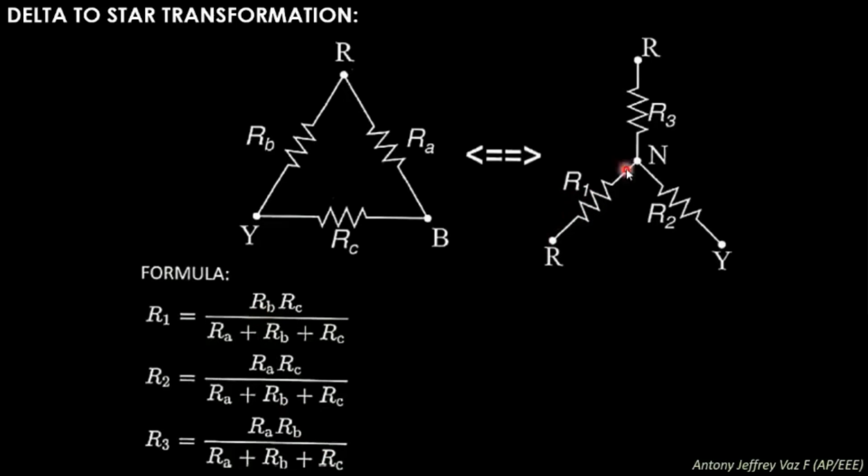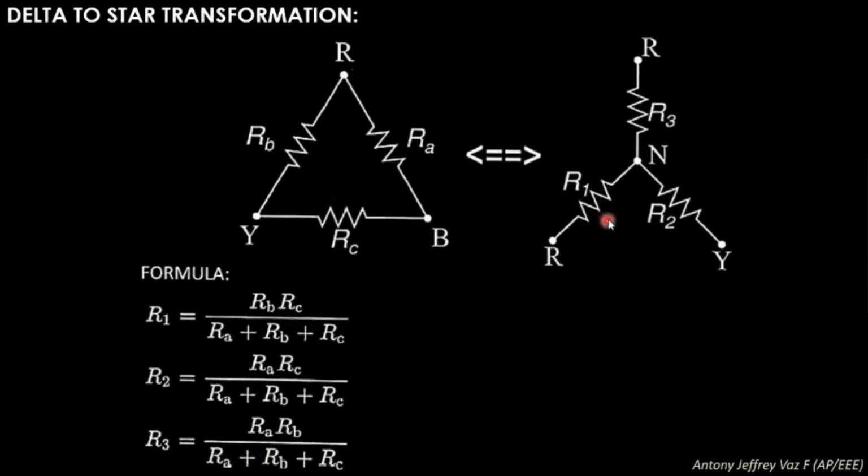To find R1, what you are doing is multiplying RB and RC. Join these two things. To find R2, what you need to do is multiply these two things, RA and RC. Whereas to get R3, you multiply these two things, RA and RB, divided by RA plus RB plus RC. This denominator is common for all the three formulas.